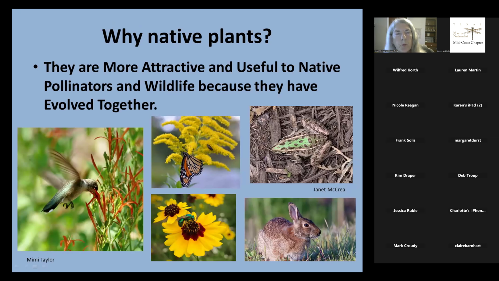Why do we want to have native plants? Well, they're more attractive and useful to our native pollinators and wildlife, for that reason we just said. They grew up together over the millennia. And since they've evolved together, they need each other. Our native plants are bird and butterfly food, and they provide habitat for our birds and butterflies and other wildlife.